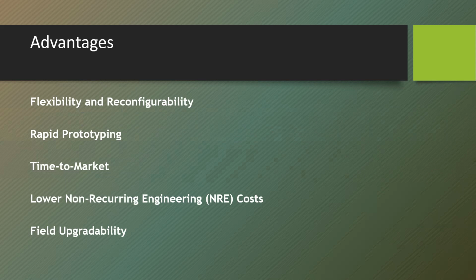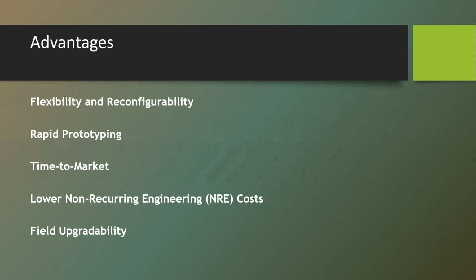Next advantage we can see is time to market. Time to market means shorter development time due to the flexibility in design iterations and avoiding long fabrication cycles. Then, lower non-recurring engineering cost. NRE cost is nothing but the cost incurred in the design and development of that product. So there is reduced upfront cost compared to ASICs, as there is no need for costly mask fabrication, right?